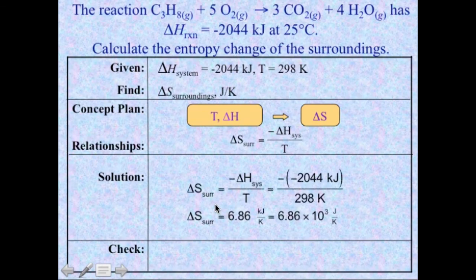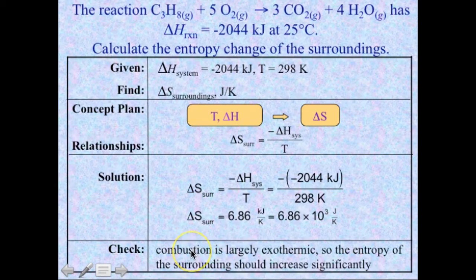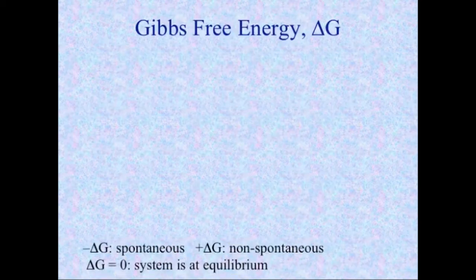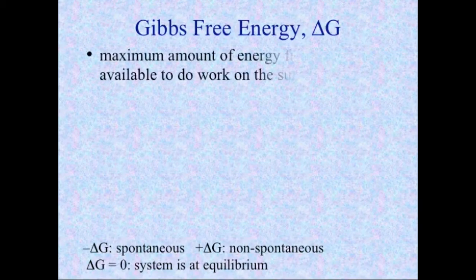So our solution, after plugging in the minus 2044 kilojoules for the enthalpy of the reaction and dividing it by 298 Kelvin, we get a change in entropy of the surroundings of 6.86 times 10 to the 3 joules per Kelvin. And this is an answer that makes sense because combustion is largely exothermic, so the entropy of the surroundings should increase significantly. So now we're going to talk about Gibbs free energy, delta G.